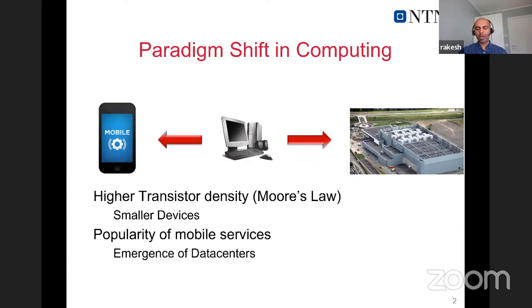Also at that time, new kinds of applications started to appear. For example, web search, video streaming, social networks, etc. And the requirements of these applications in terms of performance, memory, and storage were so high that they couldn't be run on mobile devices and not even on the desktop machines of the time. So we started building data centers.